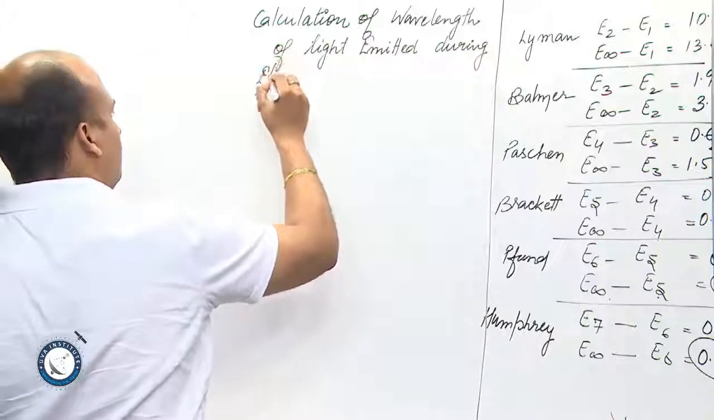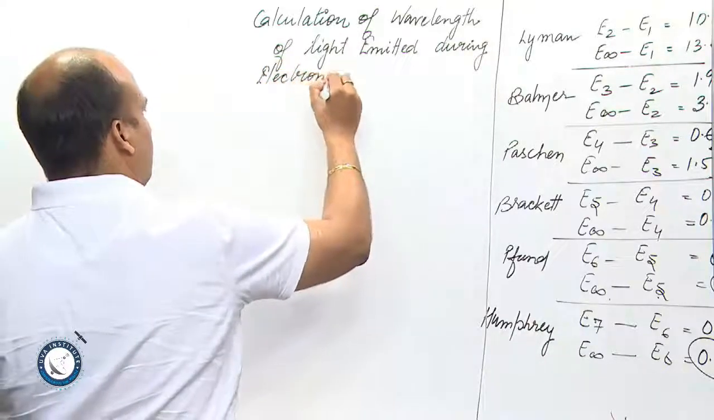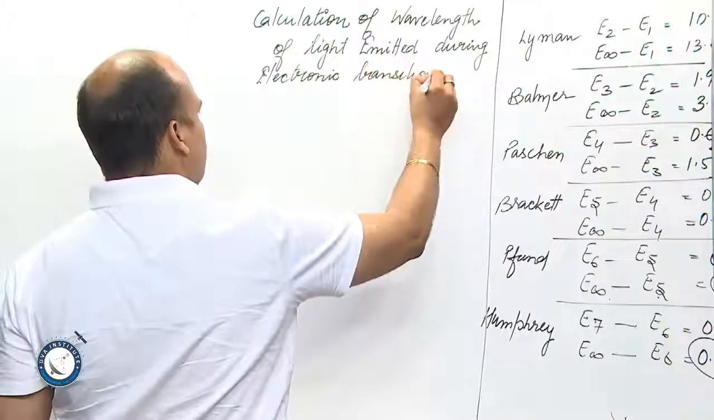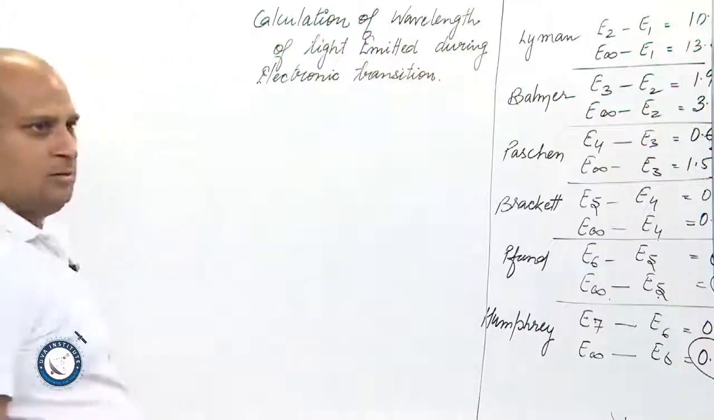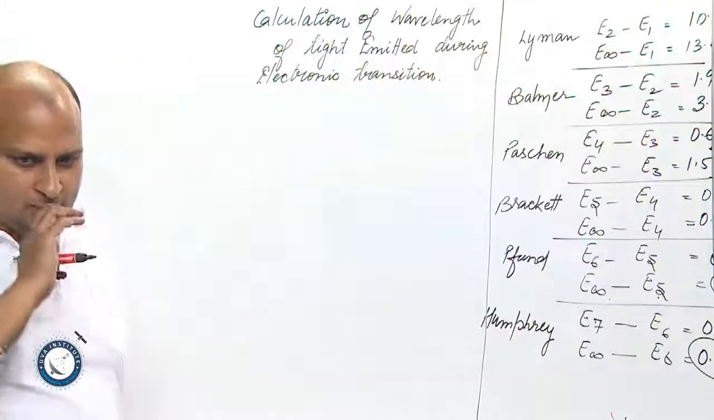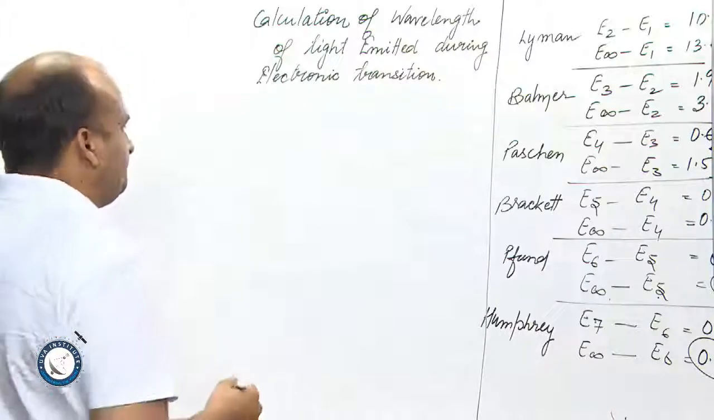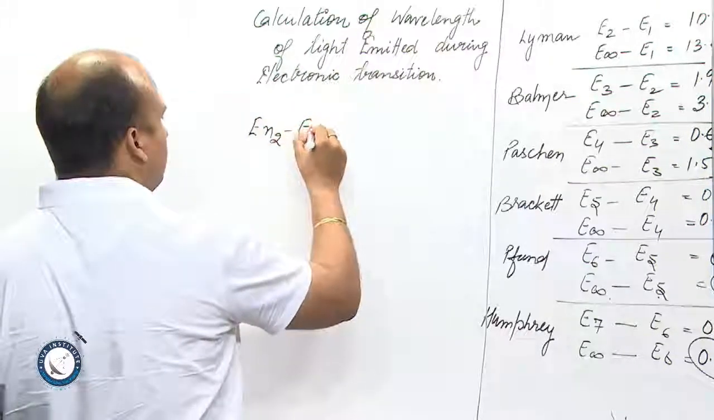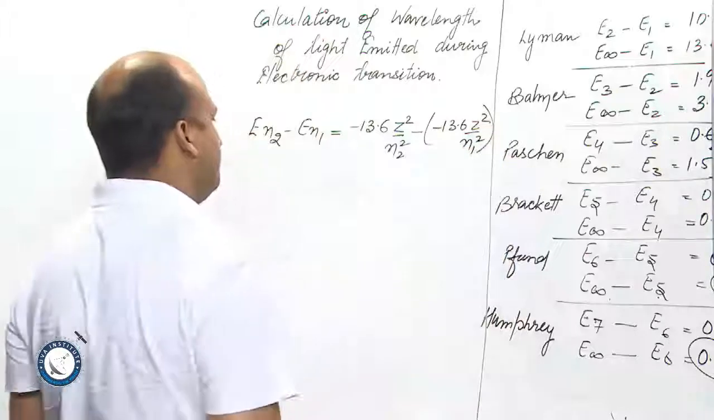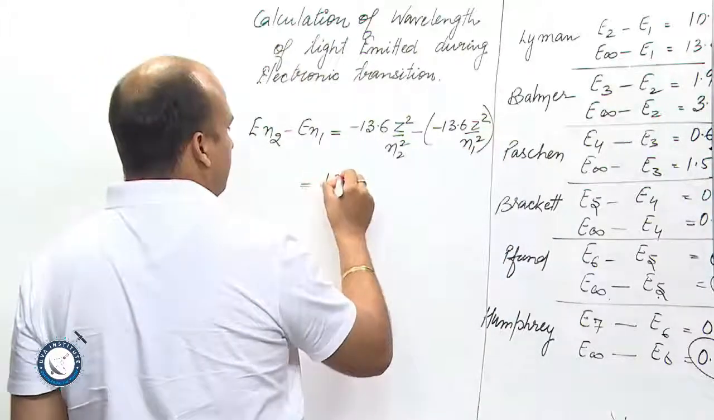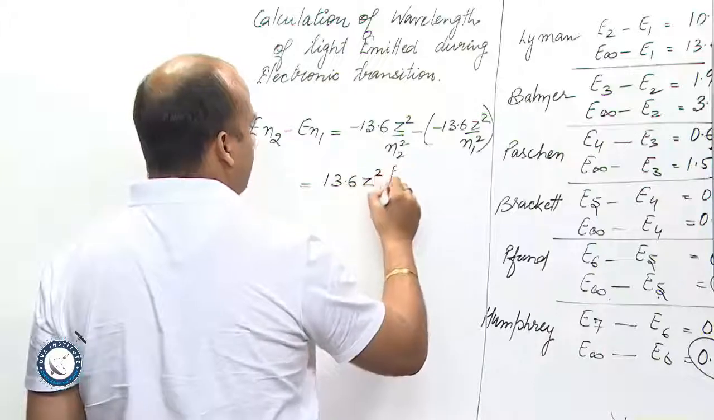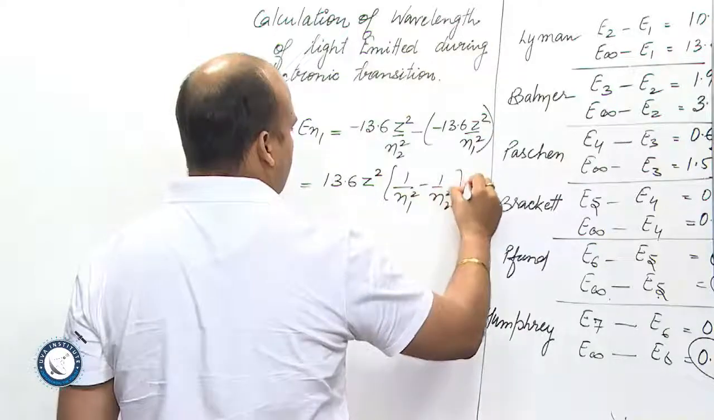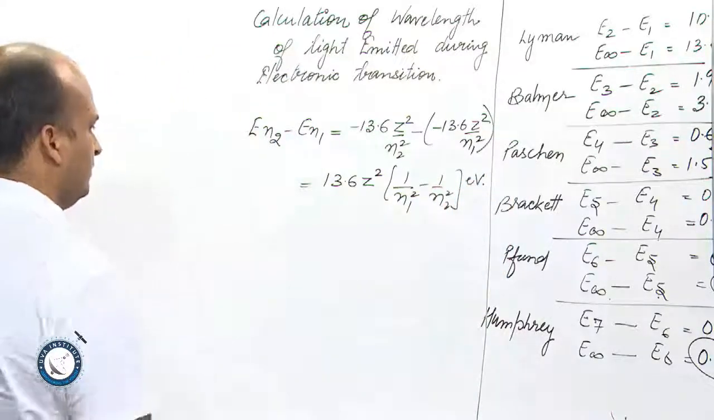During electronic transition, suppose the electron is falling from N2 orbit to N1 orbit. So this energy will be written as 13.6 Z square into 1 by N1 square minus 1 by N2 square electron volt, and this is E.